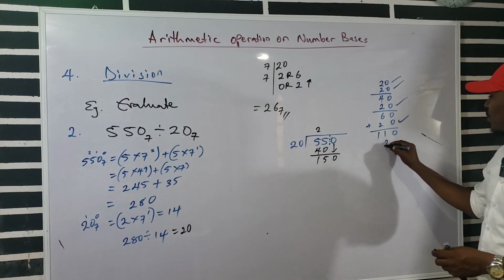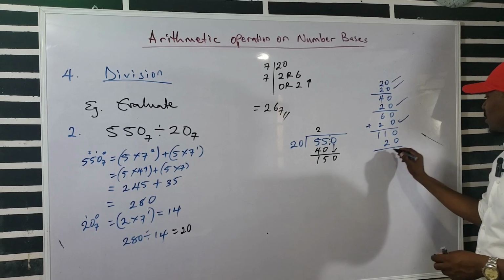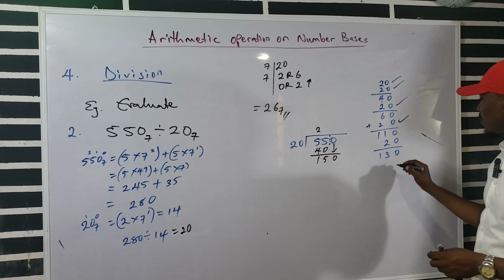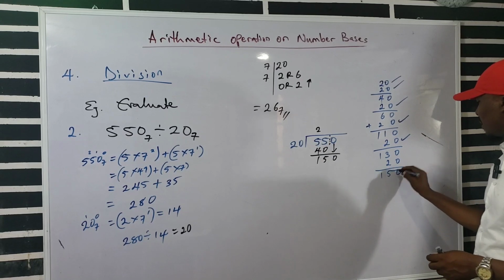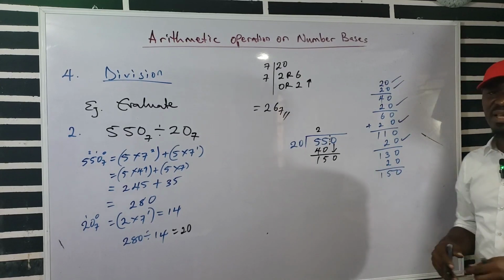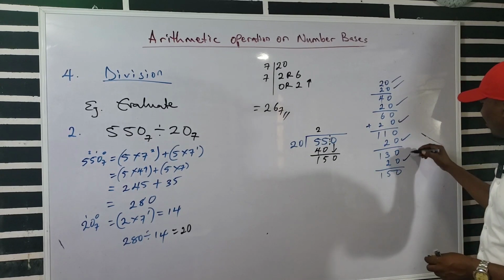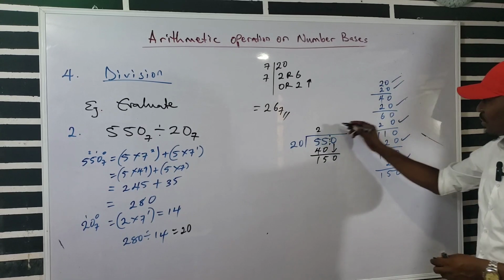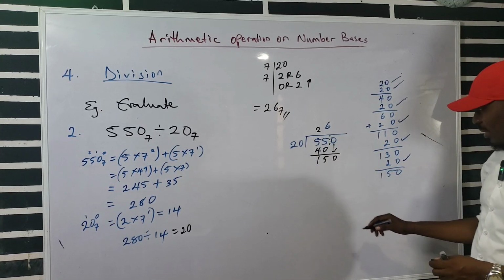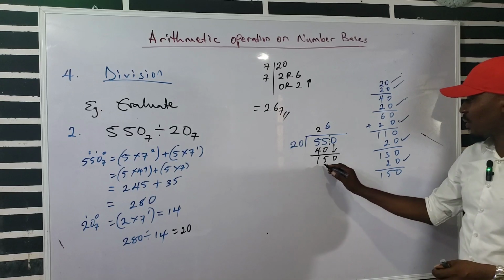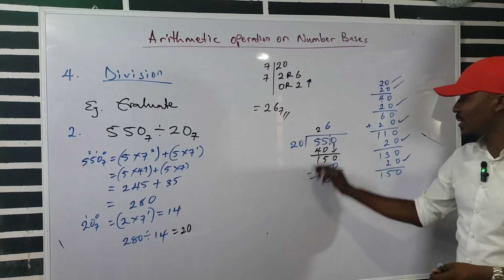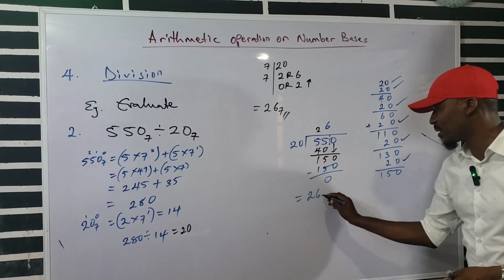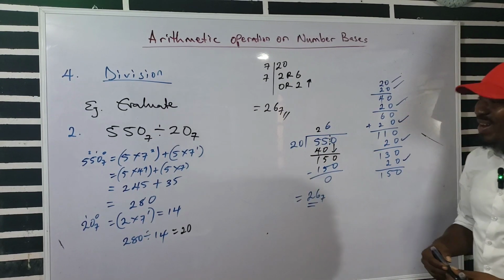So we'll take another 20, that will give us 130. So we'll take another 20. That will give us 150. Remember, I did this addition in base 7. So how many do we have? 1, 2, 3, 4, 5, 6. So we have 6. 6 times 20 in base 7 will give us 150. You subtract, you have 0. So your answer becomes what? 26 in base 7. All right.